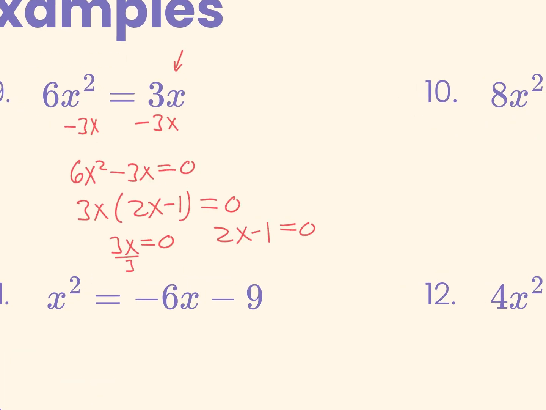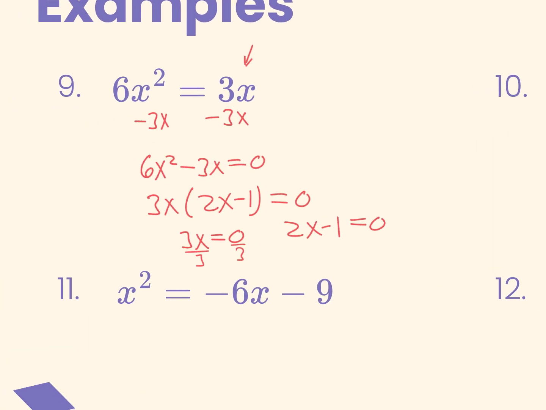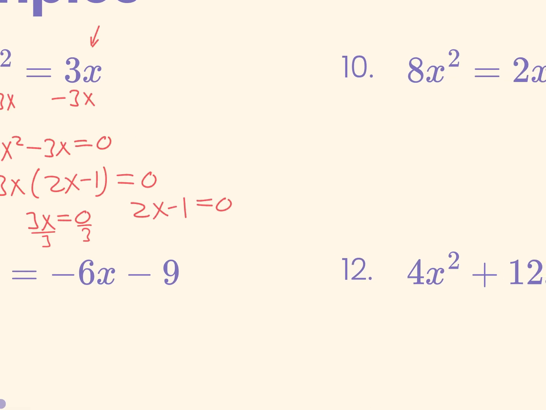It looks like here I can just divide by 3. And then 0 divided by 3 is 0. So 0 is one of my solutions. And then my other one, I can add 1 to both sides. And so I get 2x equals 1. Divide both sides by 2, and I get x equals 1/2 as my other solution.